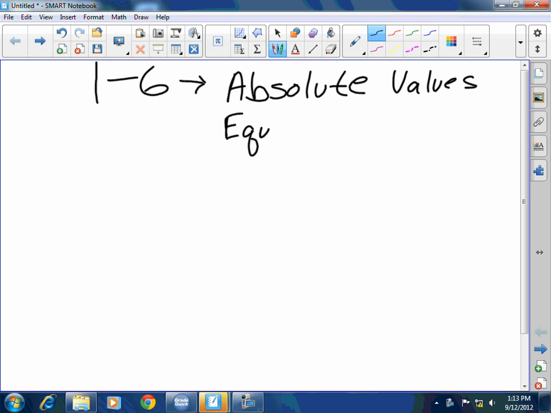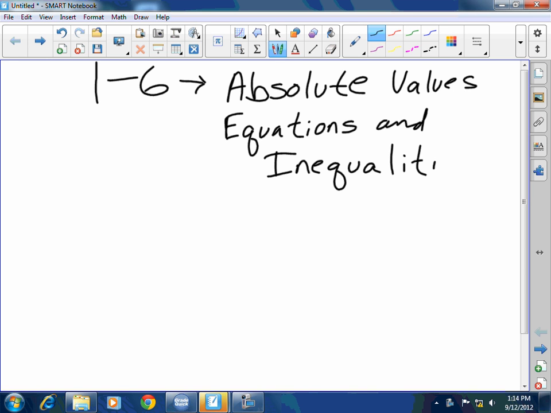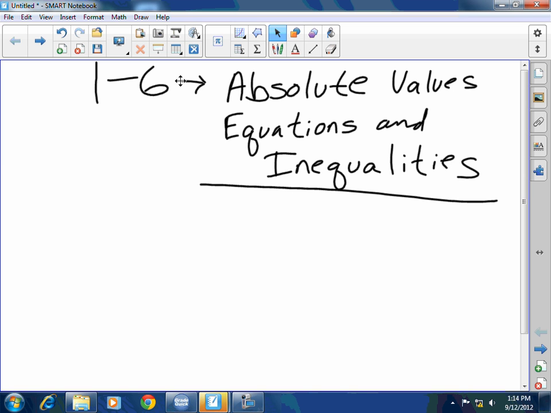Today we're talking about 1-6, absolute value equations and inequalities. The good thing about this, just like regular equations and inequalities, is that the procedures for both types, absolute value equations or absolute value inequalities, are going to be the same. The only difference that we have to worry about is that whenever you multiply or divide an inequality by a negative, you have to flip the inequality sign. It's the only difference.